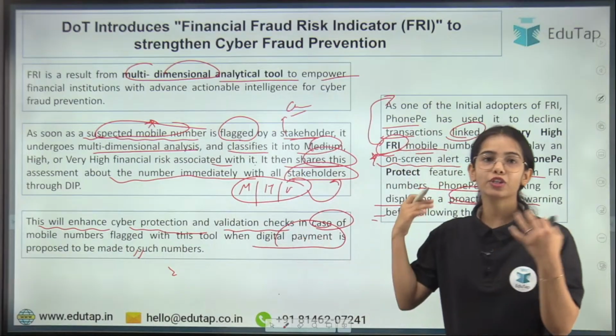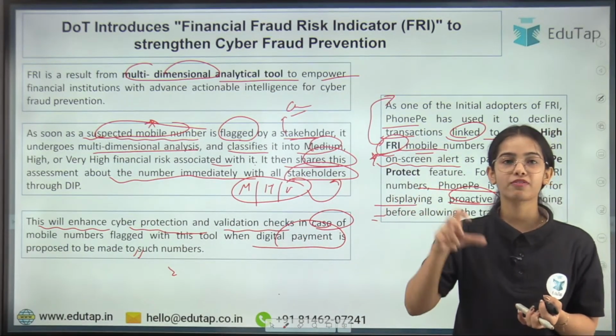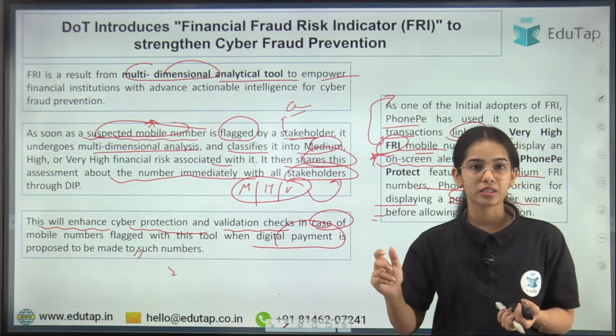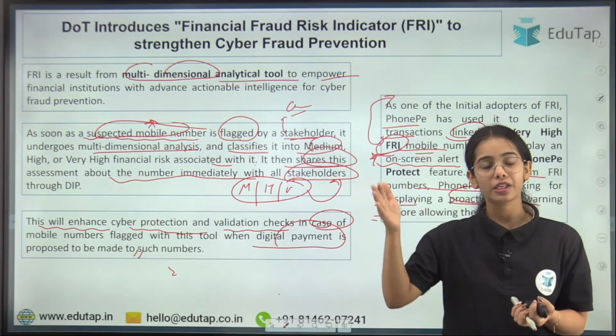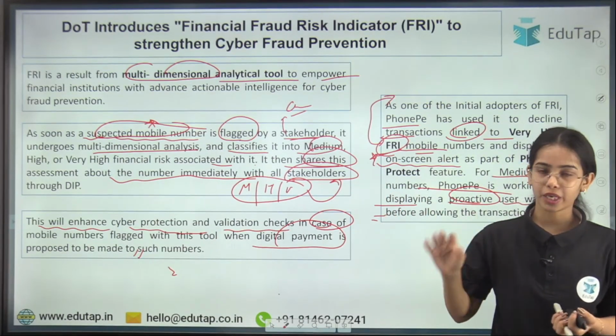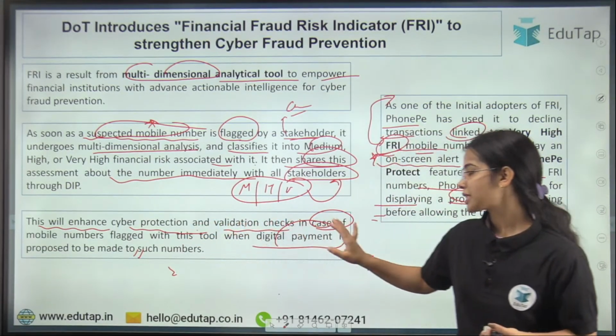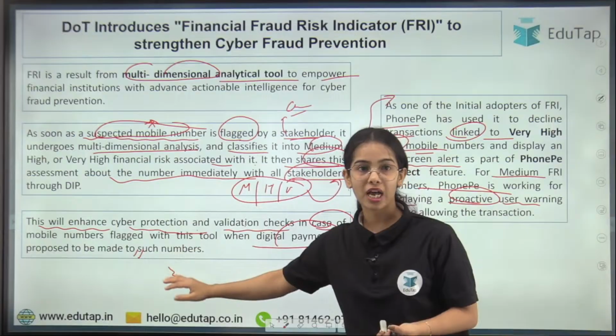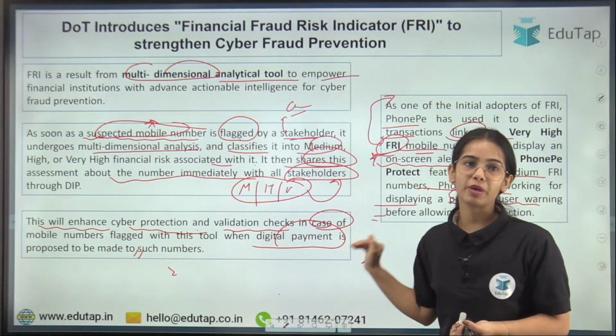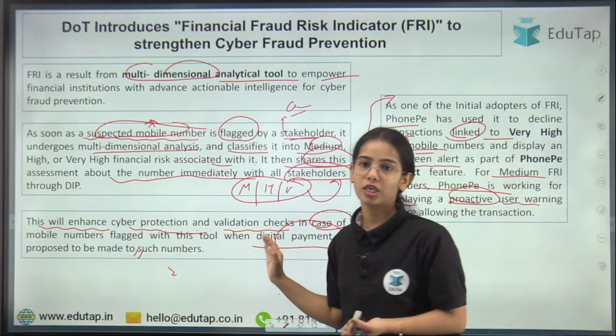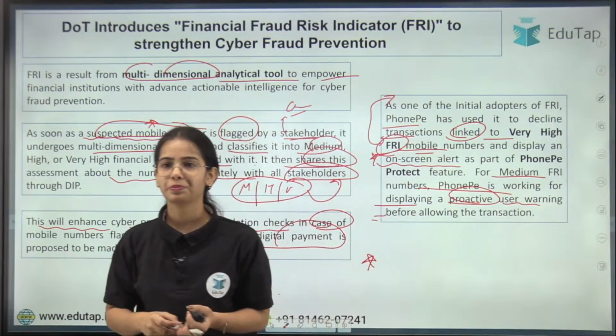It's not that you will not be able to call if your number is flagged as very high risk or high risk, just that you will not be able to receive the money. So this is the idea. This will enhance the cyber protection validation checks in case of mobile numbers that are flagged with this tool when digital payment is proposed to be made to such numbers. That will not be possible.